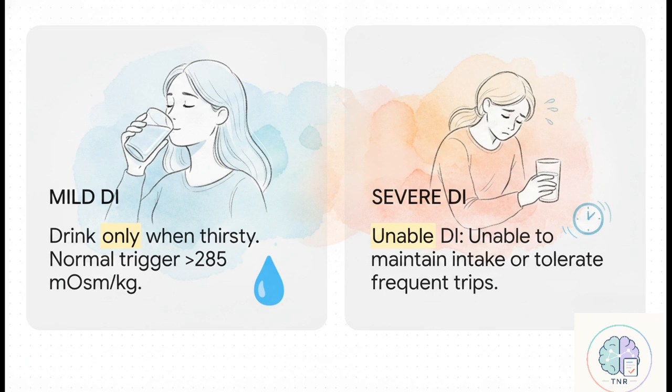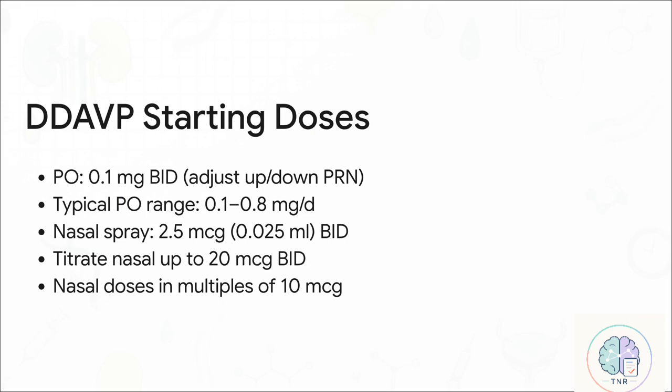But contrast that with severe DI. In a really severe case, the patient literally cannot maintain adequate fluid intake, or they just can't tolerate the relentless, nonstop trips to the bathroom. At that point, behavioral instruction just doesn't cut it. Pharmacological intervention becomes an absolute must. So for those severe cases, we start with a vasopressin analog, specifically desmopressin, or DDAVP.